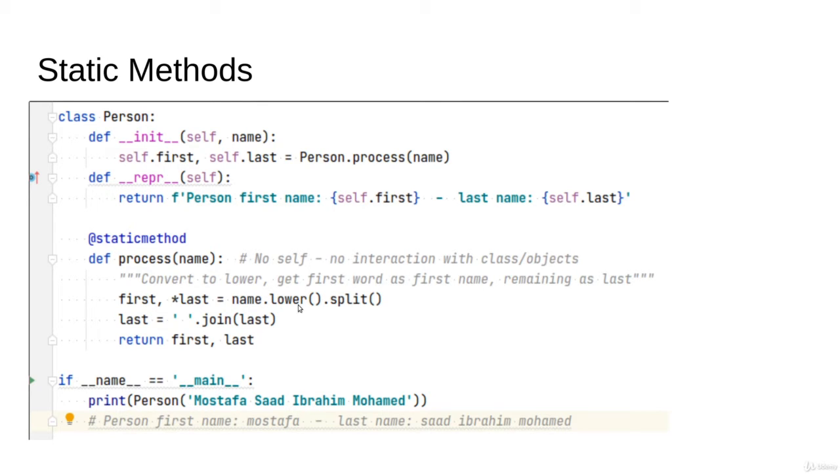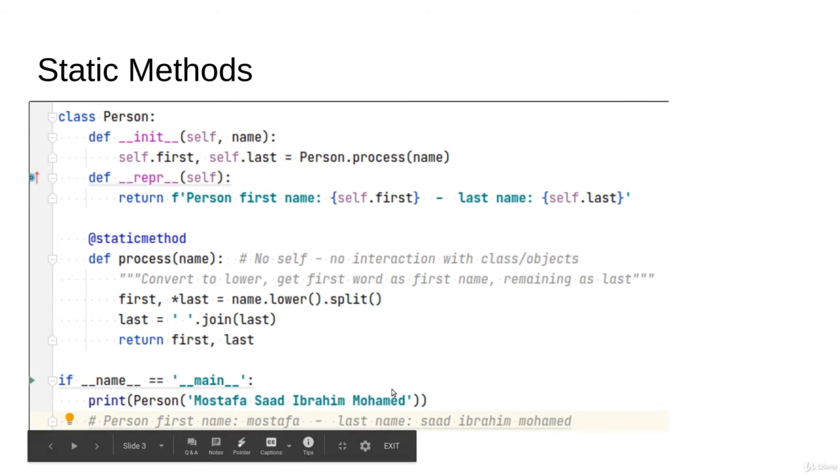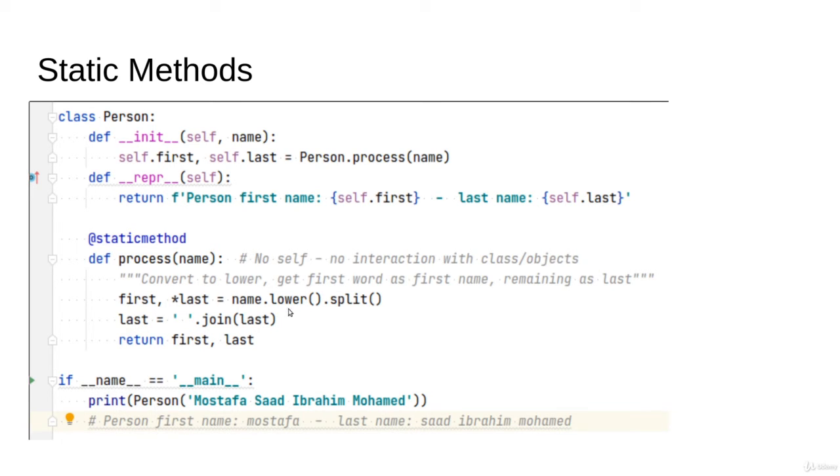Now here the target of the function is to take a name and split it to be first name and the remaining as last name. For example, if you pass a name of 3 or 4 words, the first would be Mustafa and all of the remaining would be a list of Saad, Ibrahim, Muhammad. And then you join all of them with a space, so it's now the last name here. So it converted the name to lower, and split it into this nice first and last. As you see, this function has nothing to do with the class itself, neither the attributes nor even the static variable of the class.